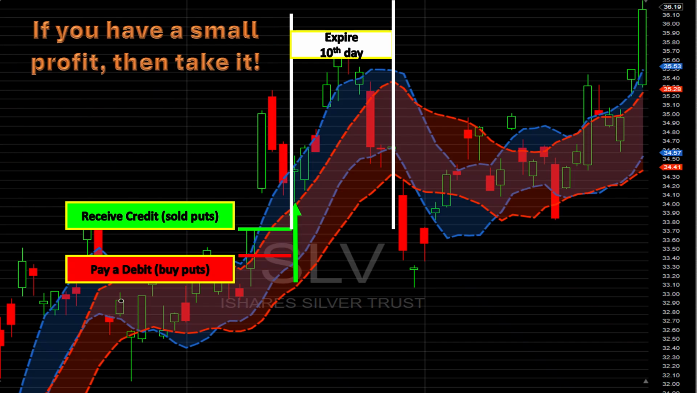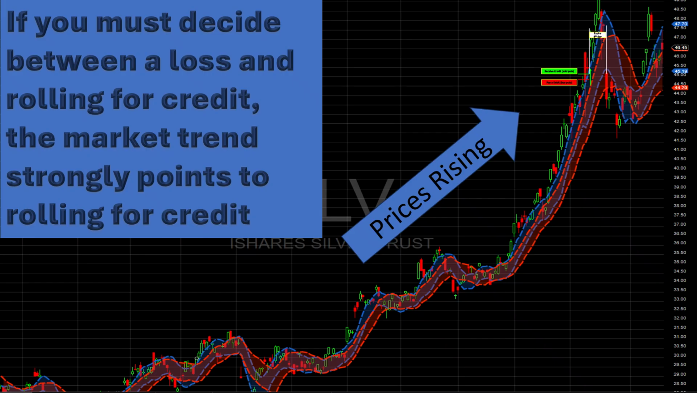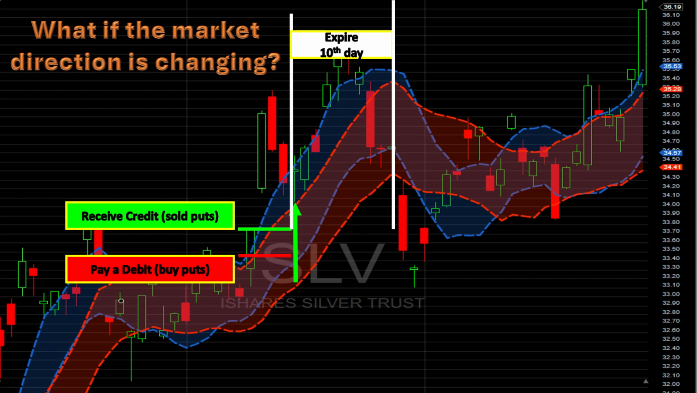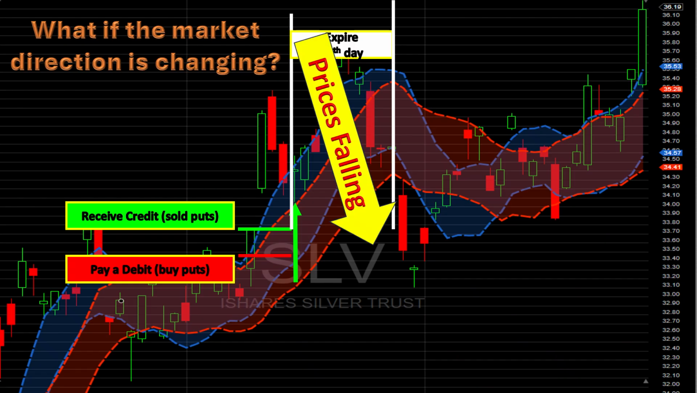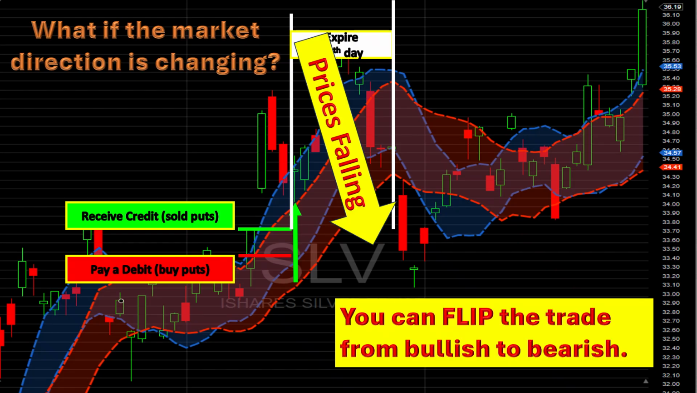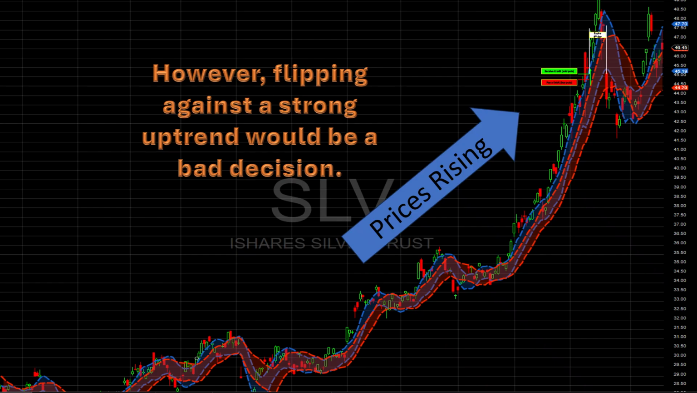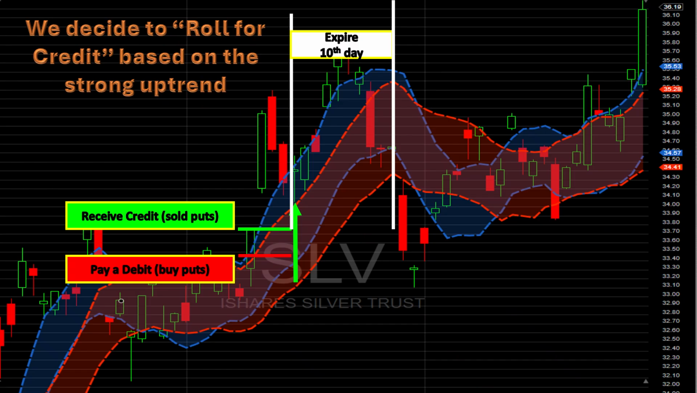If you have a small profit, then take it. Go to the next trade. If you must decide between a loss and rolling for credit, the market trend strongly points to rolling for credit. What if market direction is changing? You can decide to flip the trade from bullish to bearish. However, flipping against a strong uptrend would be a bad decision. We decide to roll for credit based on the strong uptrend.